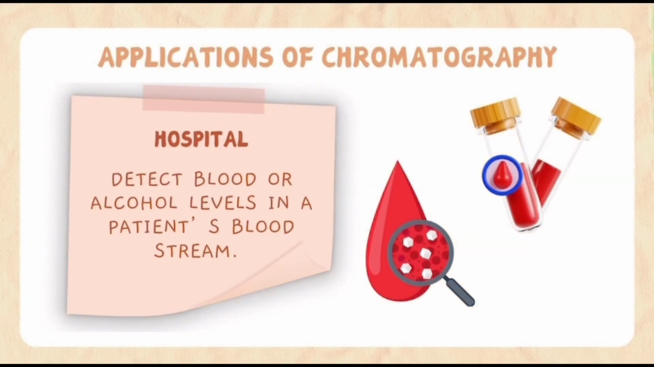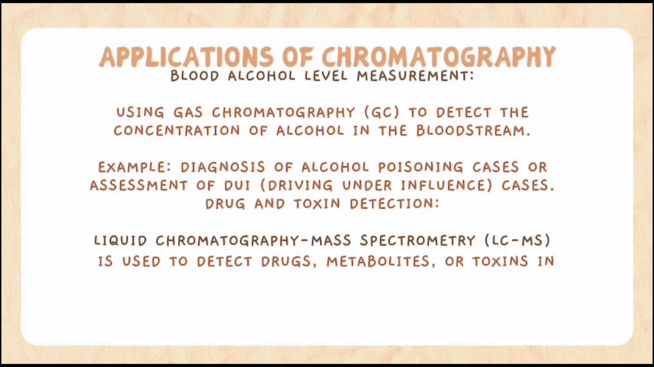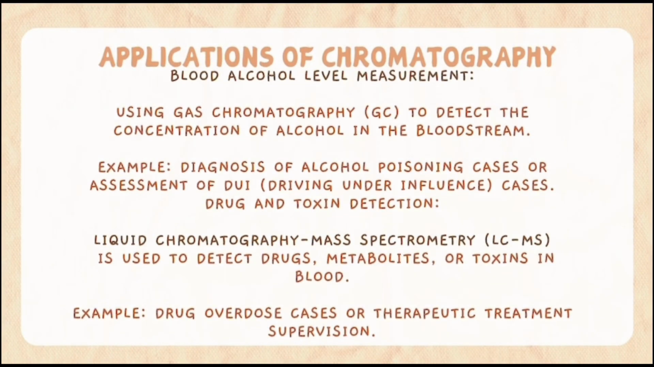Moving forward to application of chromatography in hospital, where it can detect blood alcohol level in the patient's bloodstream. The blood alcohol level measurement uses GC, gas chromatography, to detect the concentration of blood alcohol in the bloodstream. Example, diagnostic of alcohol poisoning cases or assessment of DUI cases.